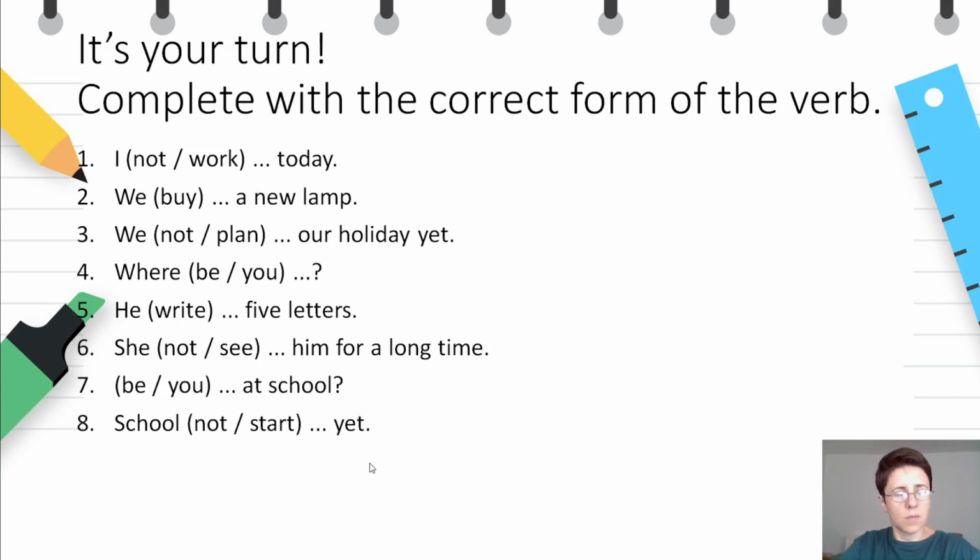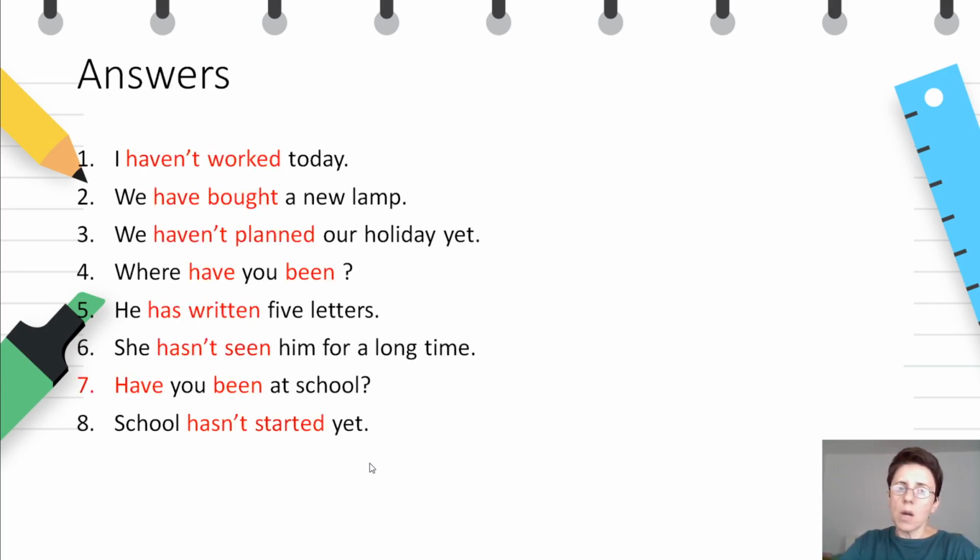Ready? Well done. Here are the answers. I haven't worked today. We have bought a new lamp. We haven't planned our holiday yet. Where have you been? He has written 5 letters. She hasn't seen him for a long time. Have you been at school? School hasn't started yet.